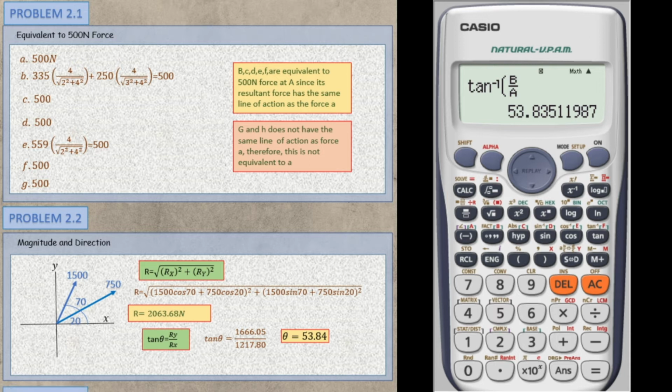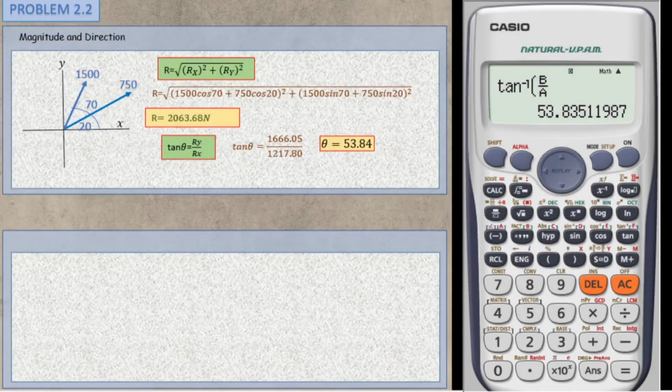For problem 2.3, guys, it is just the same as problem 2.2. So first, you try to solve it on your own, okay? And later on, we will proceed to problem 2.3. Okay, so let's proceed to problem 2.3. We also need to find the single equivalent force.